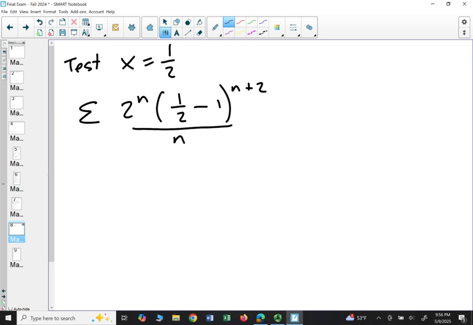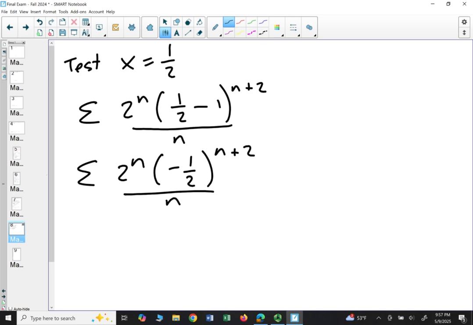Okay, so now you're going to do a little simplifying here. So we'll have 2 to the n. 1/2 minus 1 is -1/2. Okay, and now we can go a little bit further. 2 to the n, the -1/2 to the n plus 2, if we split it apart, is numerator to the n plus 2, and then the denominator 2 will join the n at the bottom. So we'll just have n and then 2 to the n plus 2.